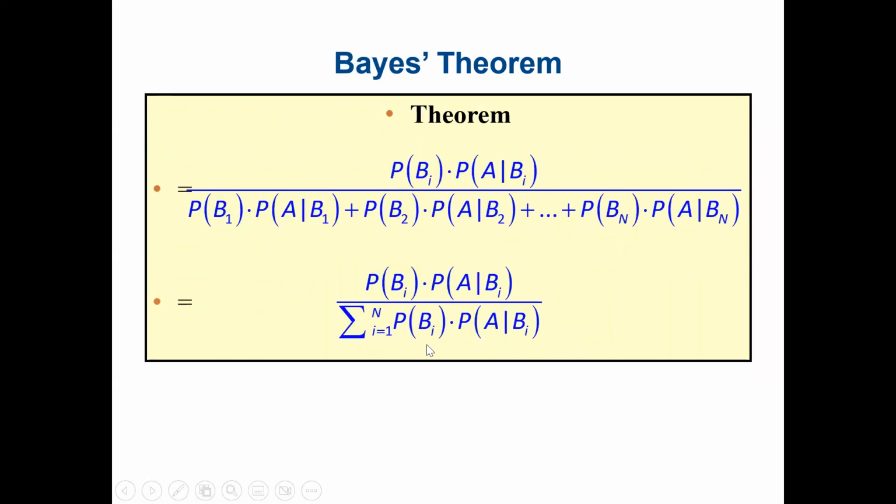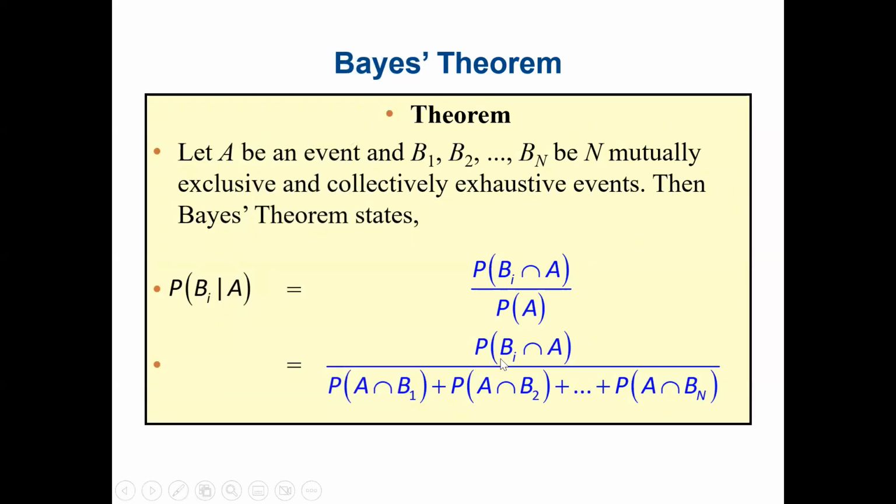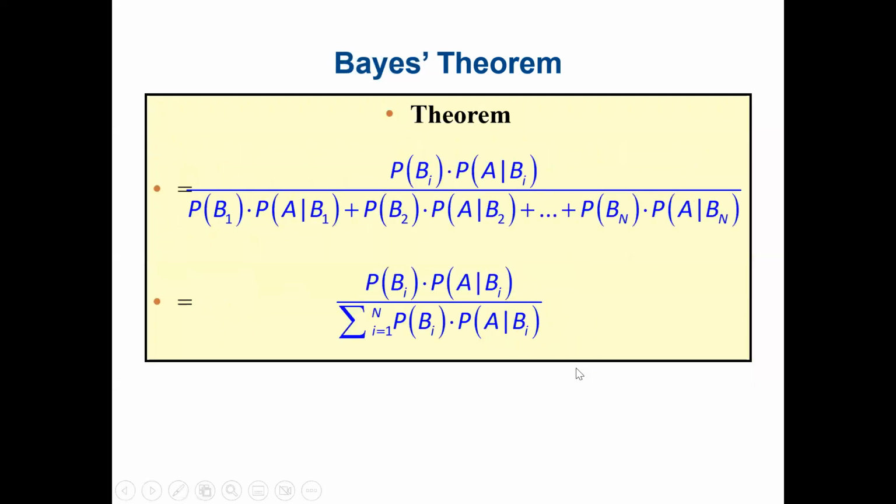And this will lead us to, again, we know the probability of Bi and A is the same as saying probability of Bi times probability of A given Bi. And the same thing for the denominator also. So we get probability of B1 times probability of A given B1 plus probability of B2 times probability of A given B2 up to probability of Bn times probability of A given Bn. Because we know probability of B1 times probability of A given B1 is equal to probability of B1 and A.